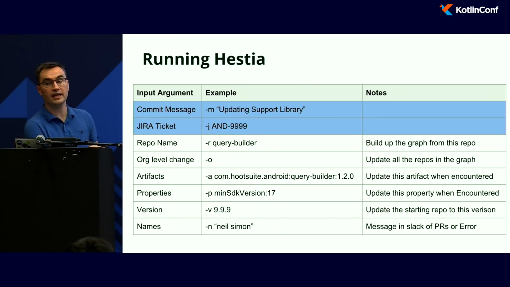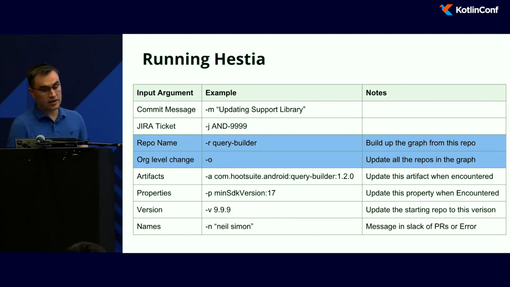Here we're telling it that we're updating an Android support library. Hestia can be run on a single repository if you want to make changes, if there's been a bug fix, or it can be run on the entire org, the entire graph of our workspace. You can also use it to bump versions like Dagger or RxJava.